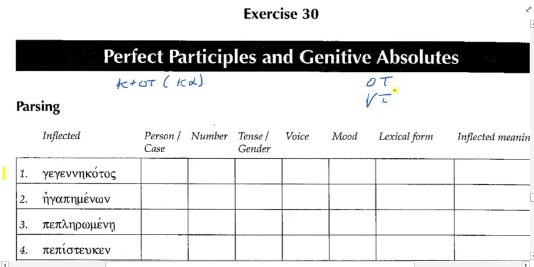In between the Old Testament and the New Testament period was the intertestamento period. Okay? So there you go.